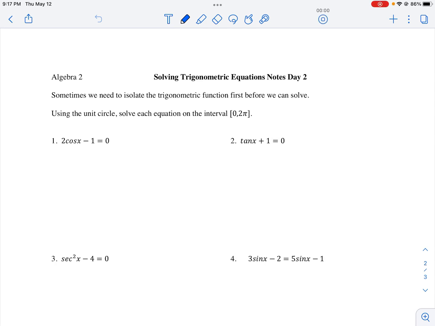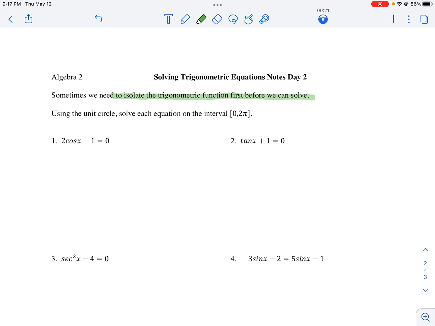Hi. Today we are going to continue our solving trig equations. So really the only thing we're going to do new today is isolate before we solve. So watch what we're going to do.